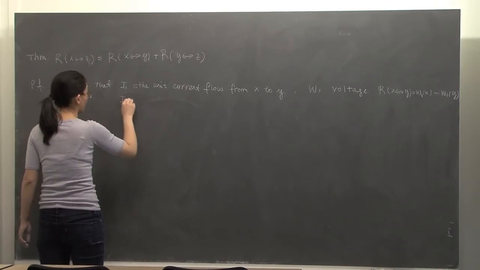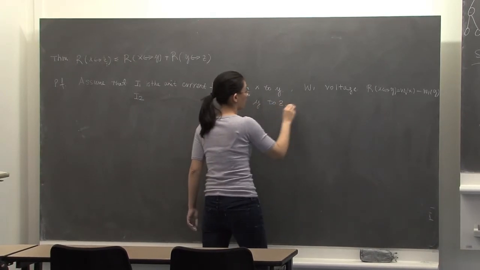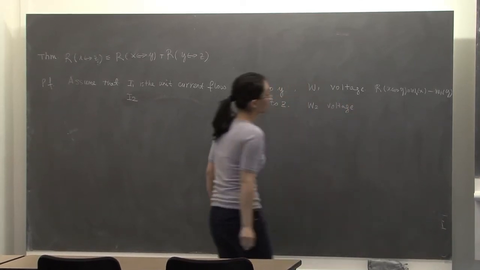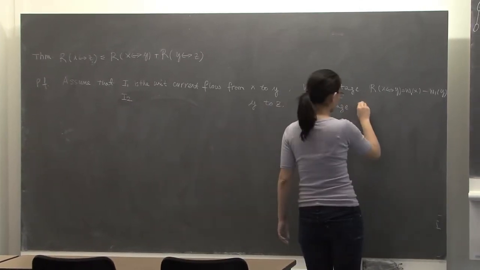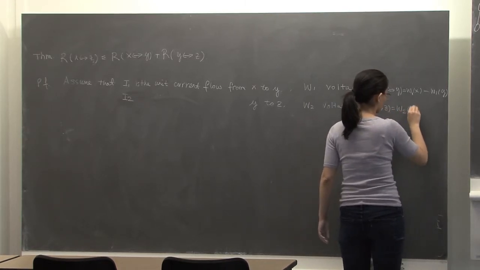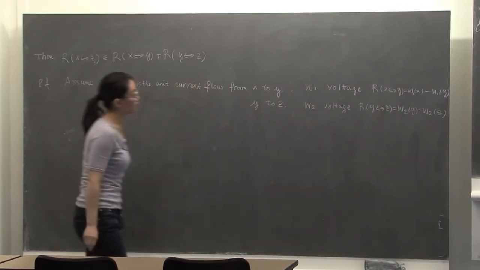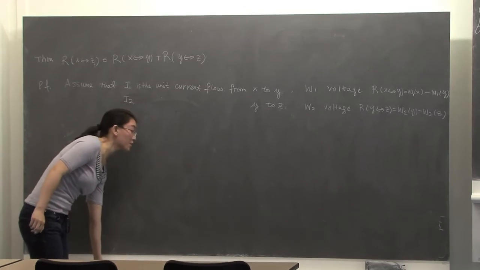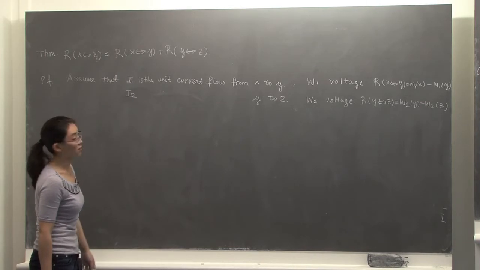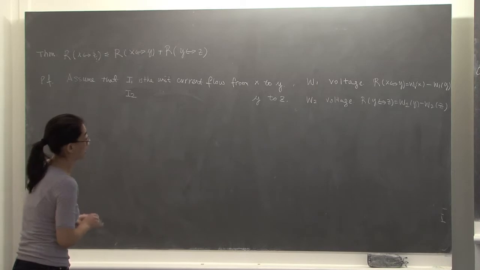And then assume that I2 is the unit current flow from Y to Z, and W2 is the corresponding voltage. Then we know that the effective resistance between Y and Z is W2y minus W2z. So here I've done nothing, just written down the quantity on the right-hand side. And now let us check what's the relation to the left-hand side.